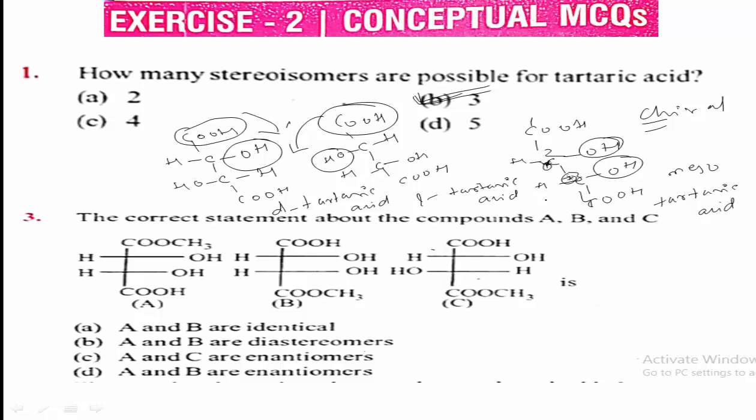Okay students, in case of 2,3-dihydroxybutanoic acid, the two chiral centers have the same four substituents and are equivalent. The other structures are identical to one another.